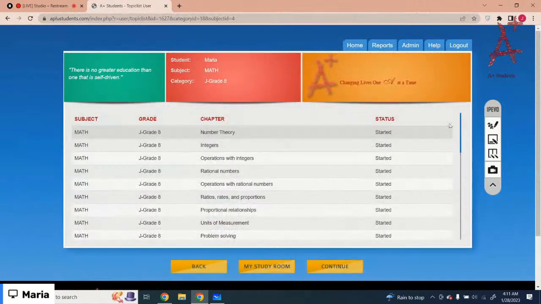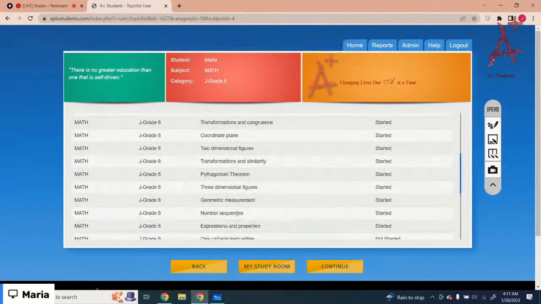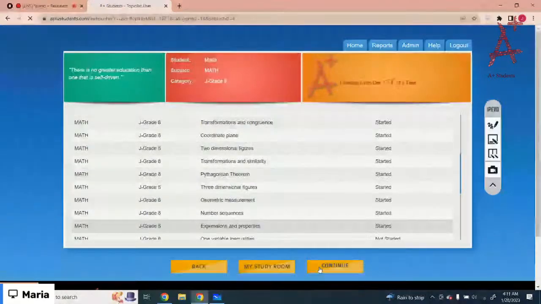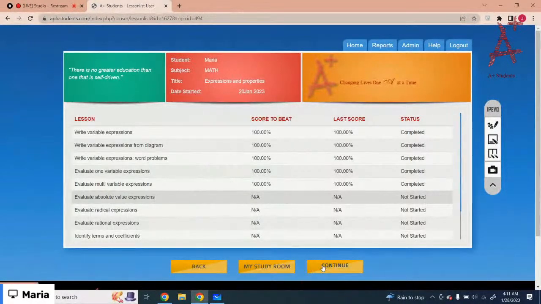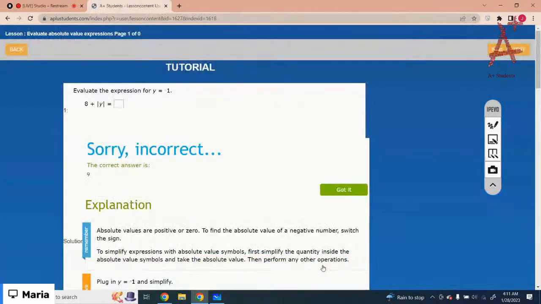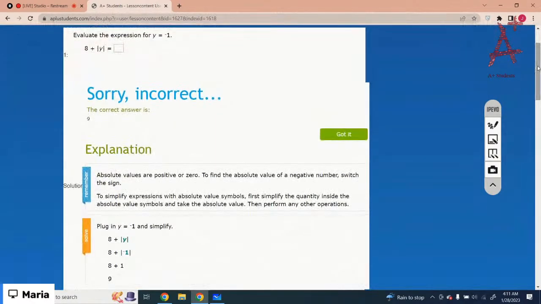Okay, grade 8 math. The chapter name is Expressions and Properties, and the lesson name is Evaluate absolute value expressions. Evaluate the expression for y equals -1. First of all, we're going to learn what absolute value expressions are.